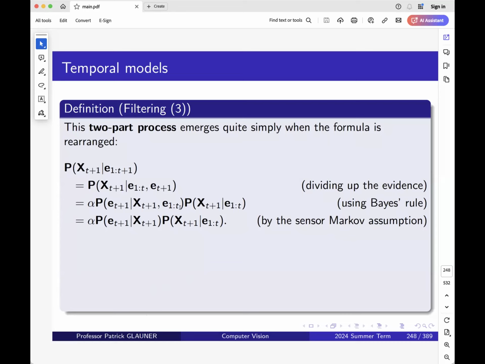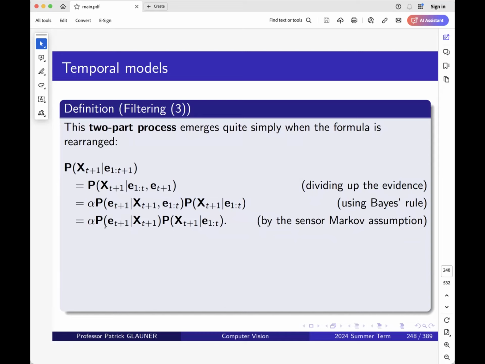And then this still looks a little bit tricky, but actually it can be simplified because we make this Markov assumption on the sensor. From our graphical model, we know that the evidence only depends on the state, not all the past evidence. This is the Markov assumption we made before in the graphical model. So we can just kick this out. We're using the sensor Markov assumption.